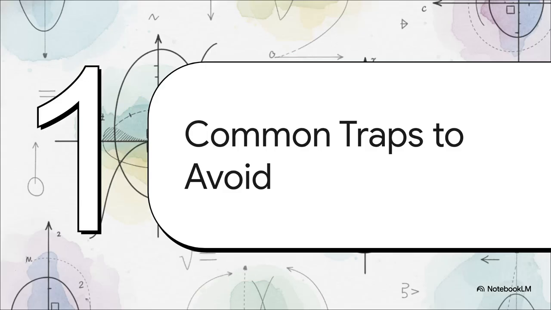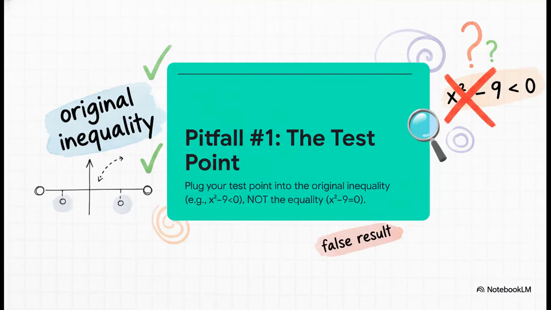Okay, so now that you have the method down, let's quickly go over the two most common traps that people fall into. Avoiding these will save you a ton of headaches, and probably a lot of points on a test. First pitfall, and this one is a big one, where you plug in your test number. You absolutely must plug it back into the original inequality, the one with the less than or greater than sign. You're trying to see if that number makes the inequality a true statement. If you plug it into the equals 0 version, it'll just give you a wrong answer every time.